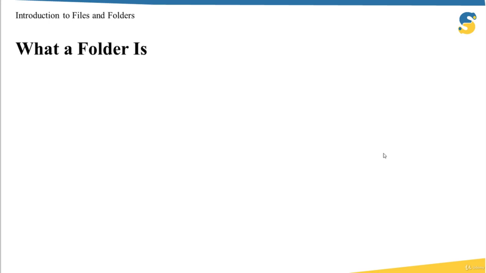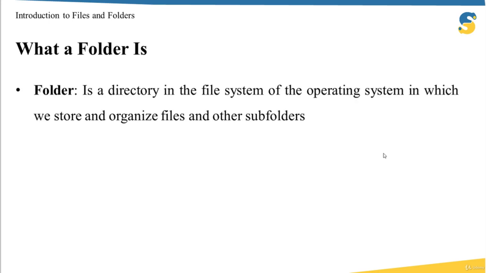Now let's understand what a folder is. A folder is a directory in the file system of the operating system in which we store and organize files and other subfolders. And this is what we usually see. In our operating systems, we open folders or directories and we find within them other folders or files. So from this, we can understand that usually files are inside folders.